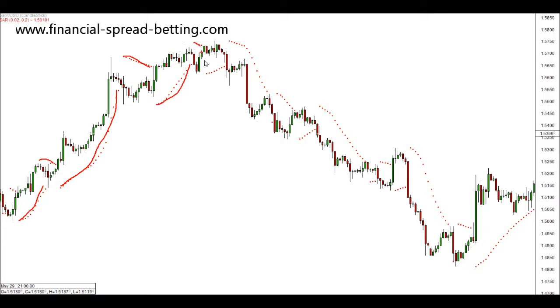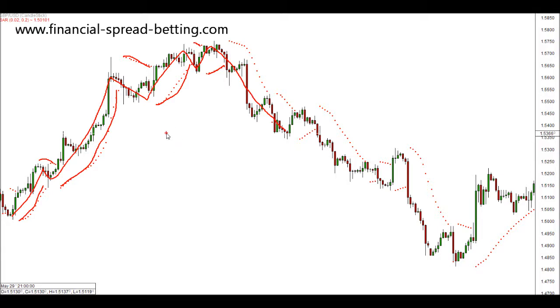We can create a series of pushes and pullbacks. So we have a push here, a pullback, a push, and I'm just following the Parabolic SAR dots. Pullback, we have another push, a pullback, a push, and then price goes on the downside. So that's one way we can use the Parabolic SAR, is to use it to identify these highs and lows, pushes and pullbacks of a trend.